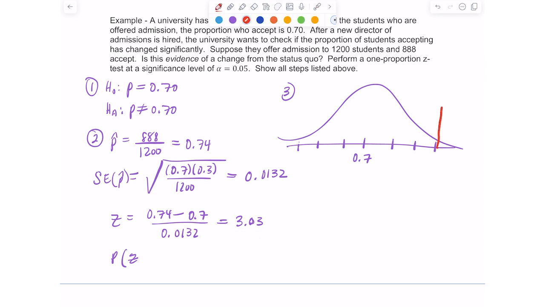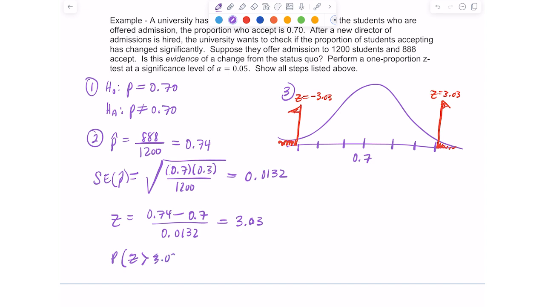But remember, it doesn't say greater or less. It just says not equal to. So that means it could be greater than it, or it could also be less than it, at z equals negative 3.03. That's how it becomes two-tailed, because it could either be more than it or less than it. So what we do here is just pick one. Maybe z is greater than 3.03.